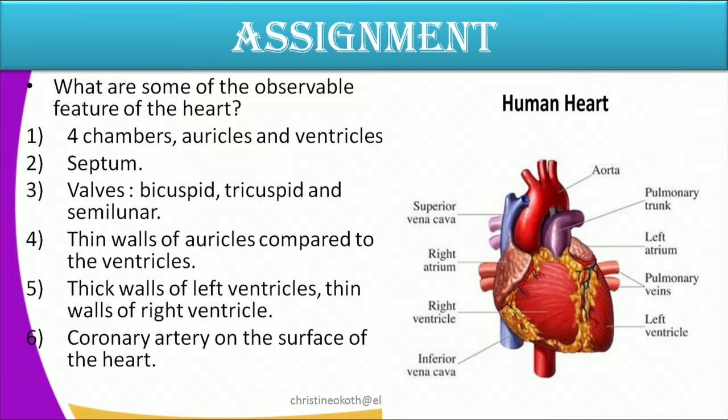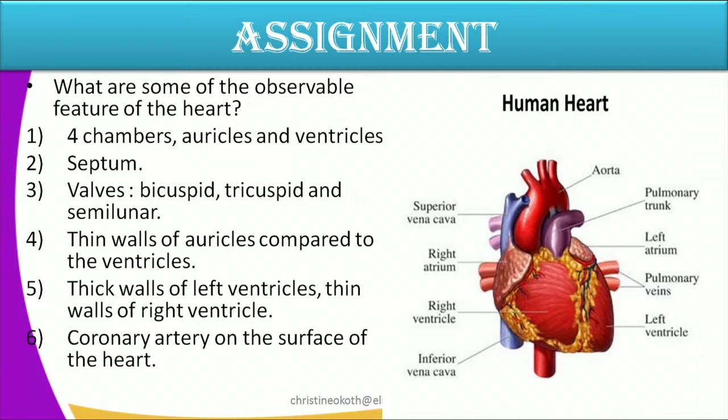Then we have the valves. We have bicuspid valves, the tricuspid valve and semilunar valves. The function of the valves is to prevent the backflow of blood from where it has come from. Then we have the thin walls of the auricles compared to the ventricles. This is because the auricles receive blood, whereas the ventricles pump blood away from the heart. So the thick walls help the ventricles to pump blood to a higher level.